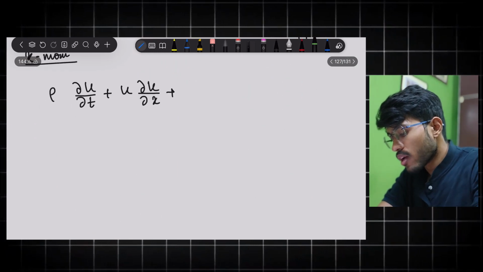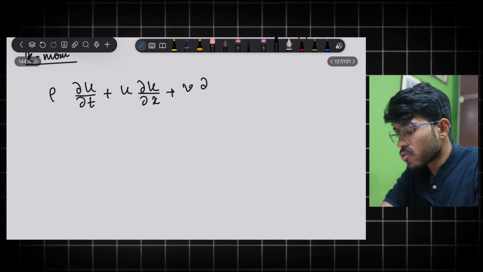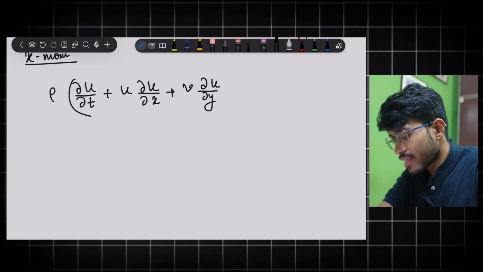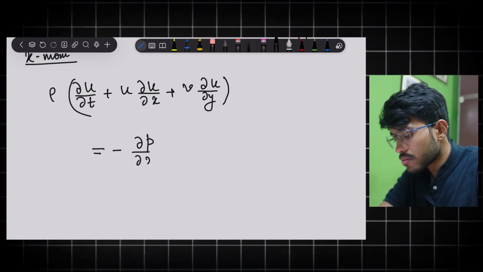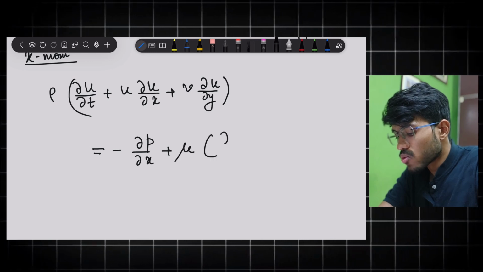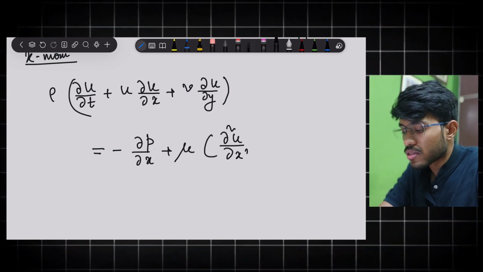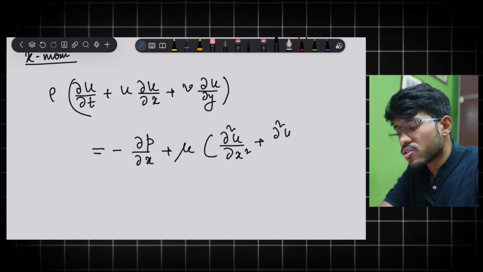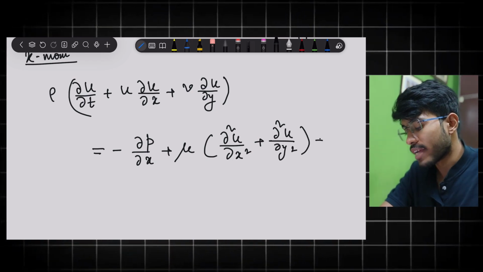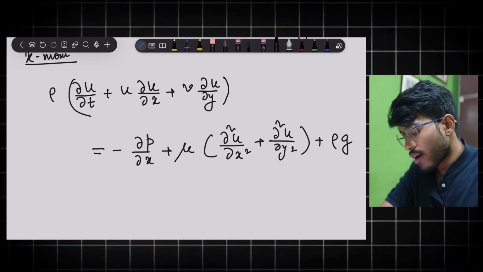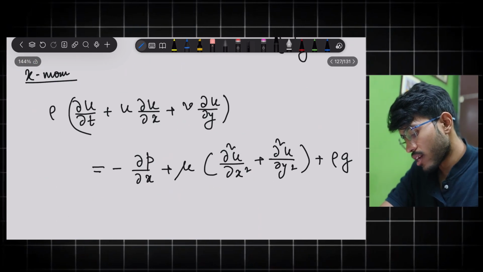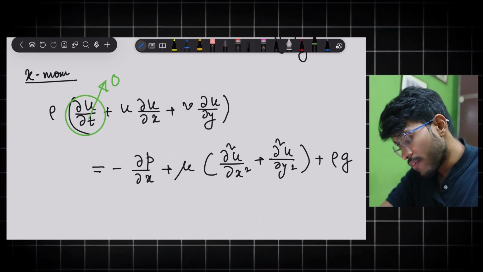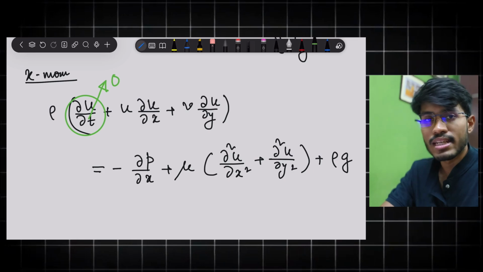So I will be having rho u del u del y equal to minus del p del x plus mu into del squared u del y squared plus rho g. We are already having that. So now let us simplify this. How can we simplify? Firstly, this is a steady flow. Although it is not given, this is a steady flow. Nothing is changing with time.